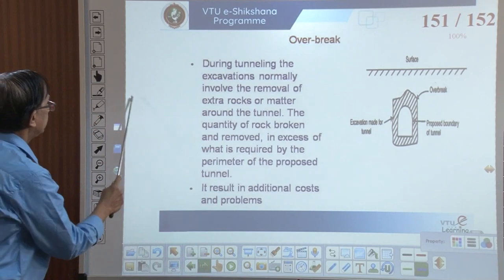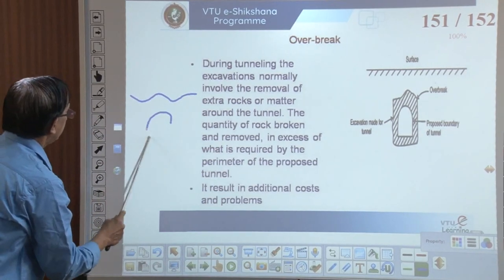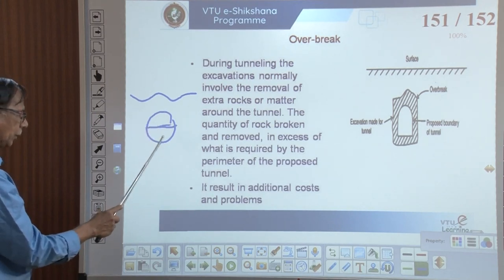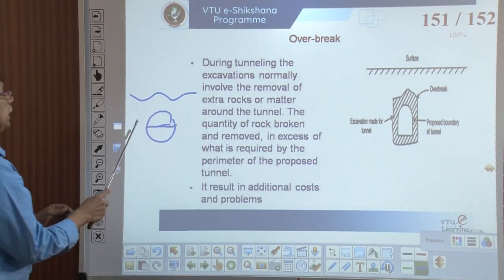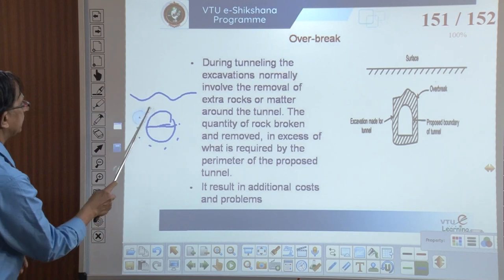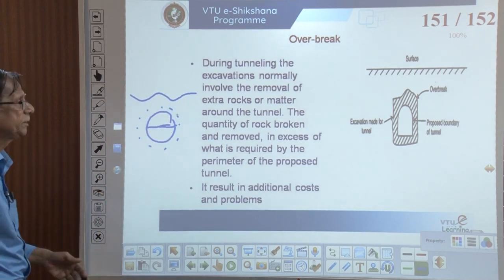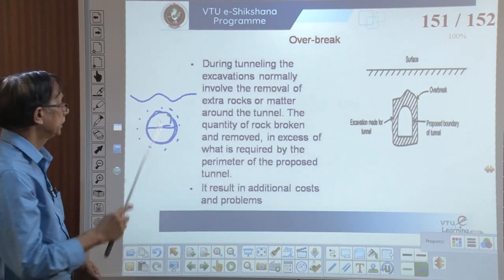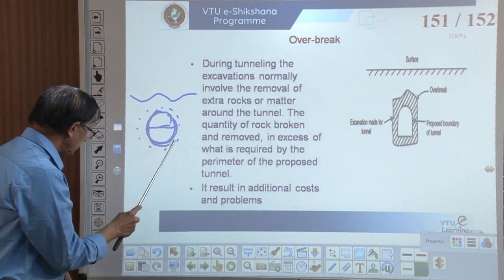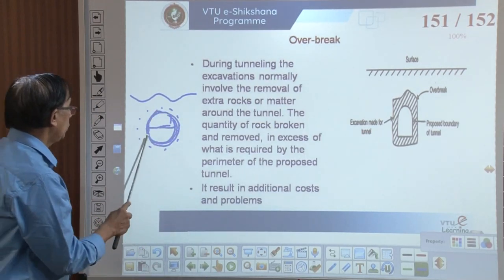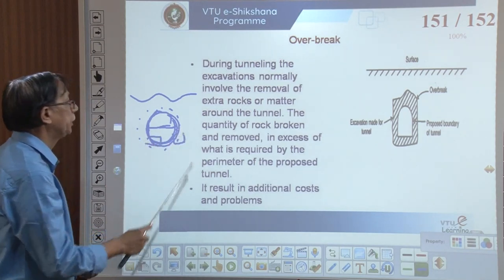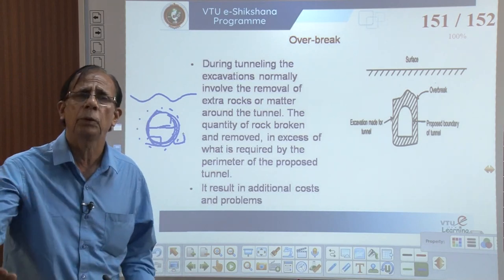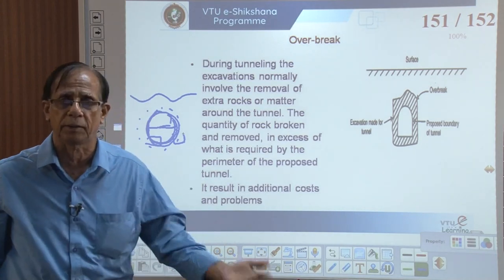I have, this is the ground, I have the tunnel required of 3 meter diameter or whatever, but I have to cut extra. 2-3 reasons. One is I have to have a lining, this is one. Second, I may have to provide support. Third, I have to provide the gutter on either side to drain out the water. Although my requirement is only 3 meter, 4 meter diameter extra I cut.